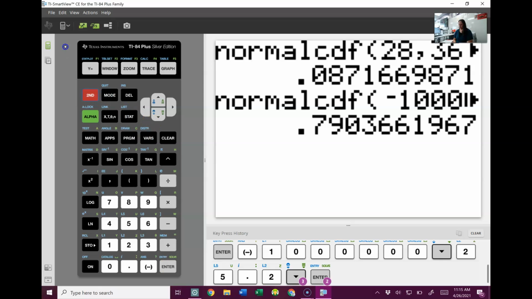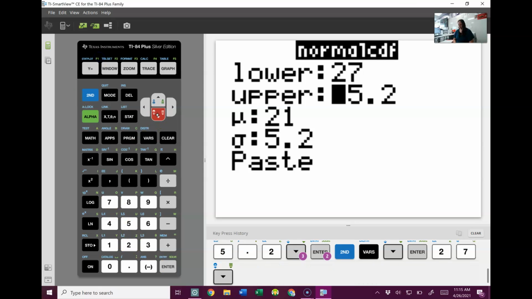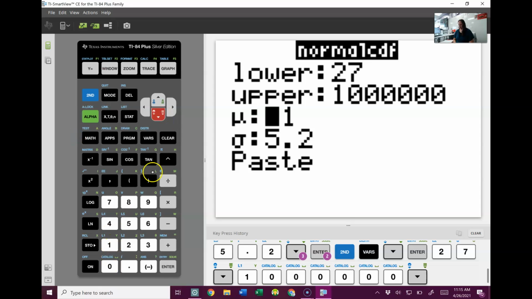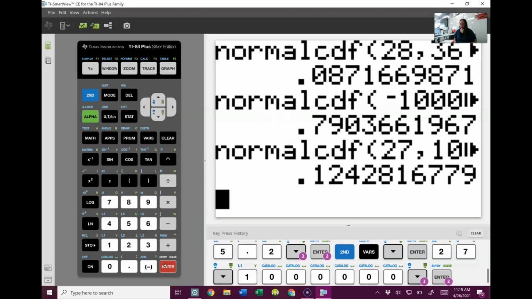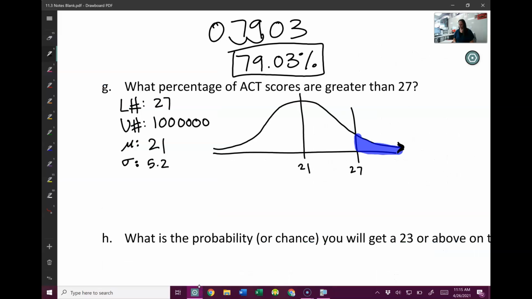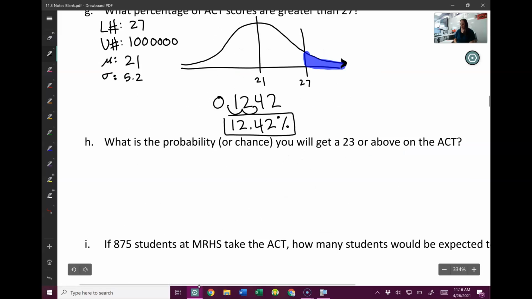Let's try it. Second vars, normal CDF. Our lower is now 27. Our upper is a really big number, like 1 million. Our mean and standard deviation are the same. Enter, enter. We get 0.1242. Which we move our decimal over. Only 12.42% of students get above a 27 on the ACT. Okay.